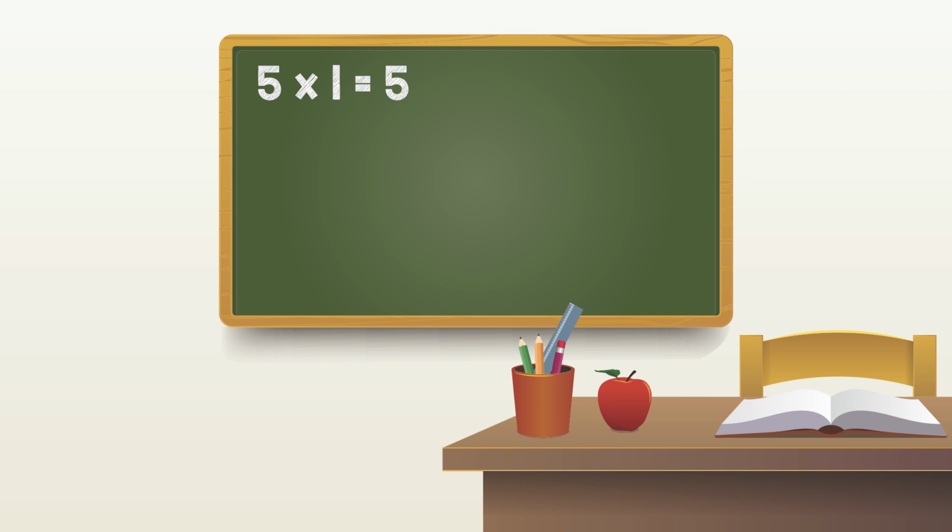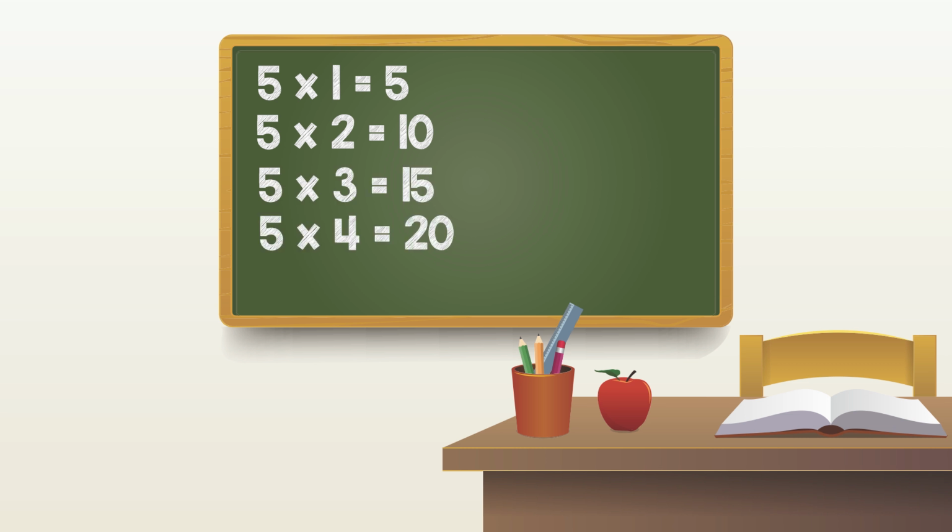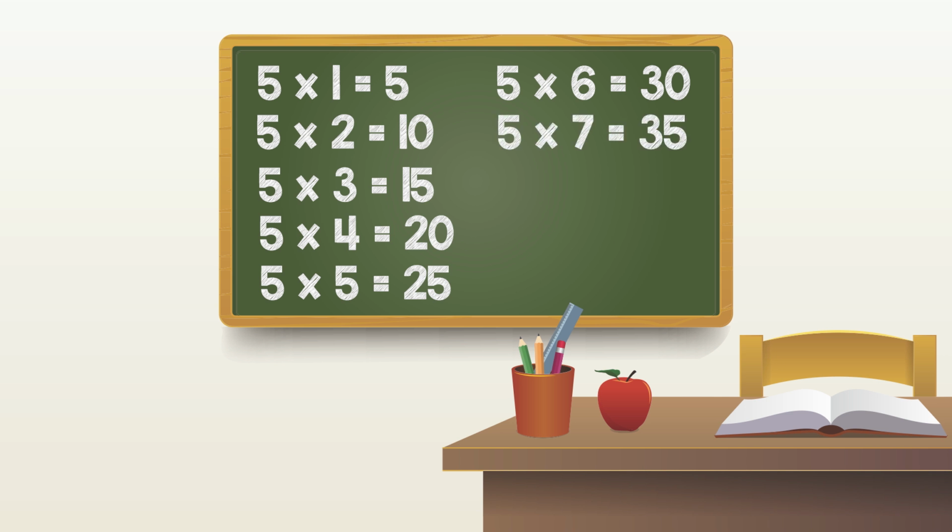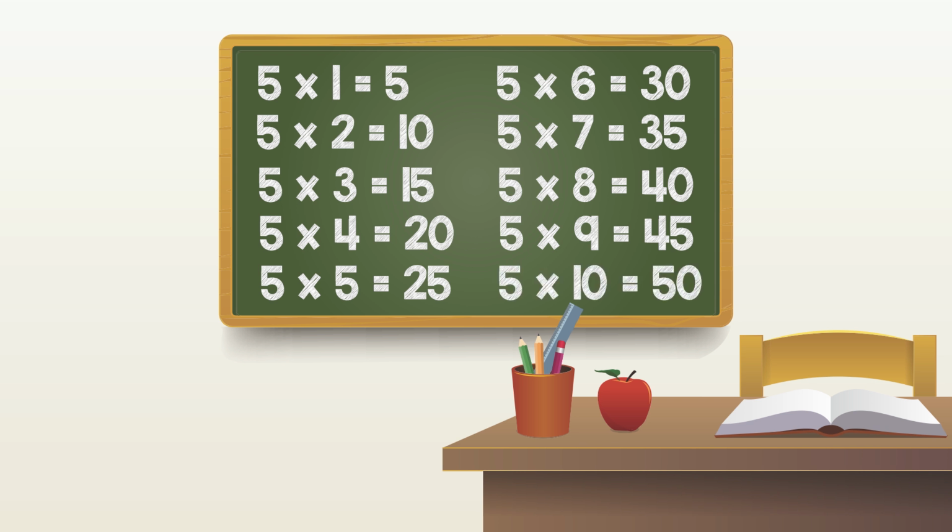5 ones are 5. 5 twos are 10. 5 threes are 15. 5 fours are 20. 5 fives are 25. 5 sixes are 30. 5 sevens are 35. 5 eights are 40. 5 nines are 45. 5 tens are 50.